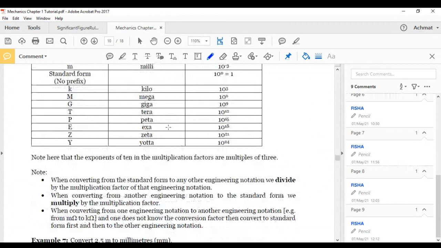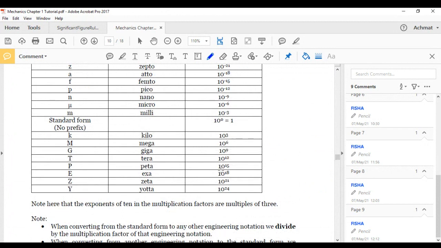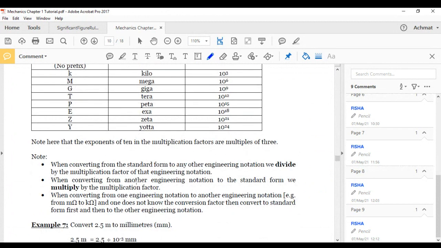Okay, so you can see here the conversion methods. Again, if you want to convert from standard form to one of the other prefixes, you divide by the multiplication factor. You need to know these multiplication factors, please. When you want to convert from another prefix to the standard form, then you multiply by the multiplication factor. And when you want to convert from one engineering notation to the other, from one prefix to another prefix, first convert it to the standard form, and then from the standard form to the next one.